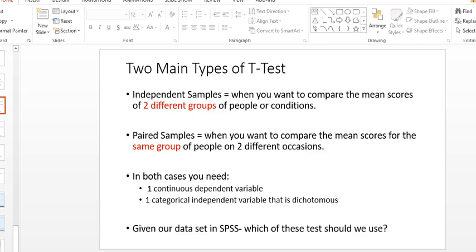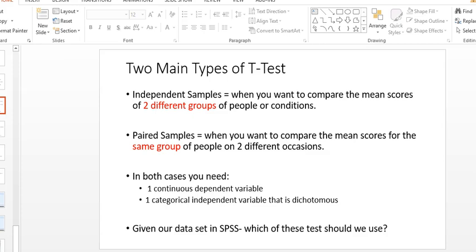The other type of t-test that's fairly common is a paired samples t-test. That t-test is when you want to compare the mean scores for the same group of people at two different occasions. So for example, I might want to compare someone's ACT score before and after they take a $5,000 prep class. Same group of people, it's just their ACT score before they take the very expensive prep class, and then their ACT or SAT score after they take the very expensive prep class.